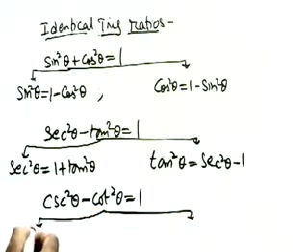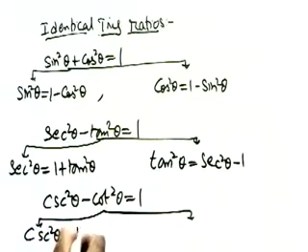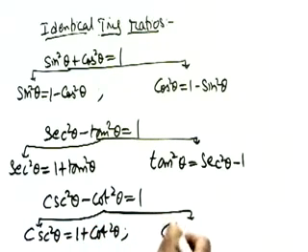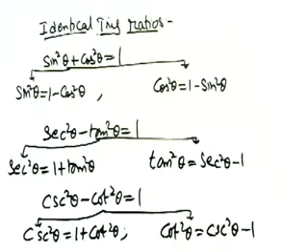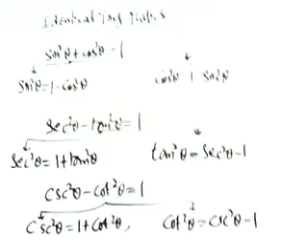From the third also, let me derive two formulas. One is cosec square theta. Bring the minus term here, it will be 1 plus cot square theta. Bring this 1 here, it will be minus 1. So cot square theta is cosec square theta minus 1. So these are the identical ratios.